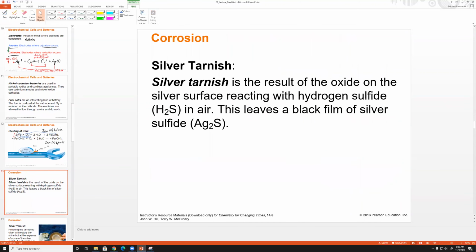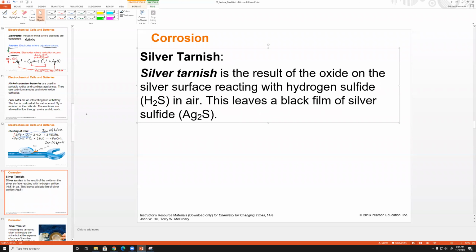All right, another example is silver tarnishing. So silver tarnishing is very similar to rusting, and it results from the reaction between silver on a surface, let's say like an antique plate or something, and then with hydrogen sulfide in the air. And this leaves a black film of oxidation on the silver called silver sulfide.